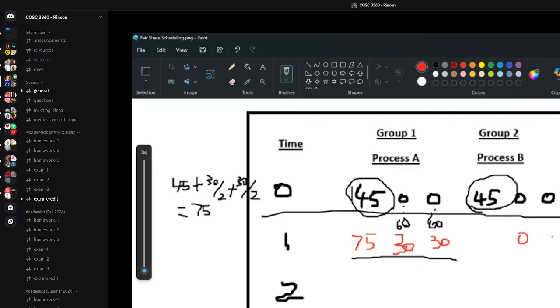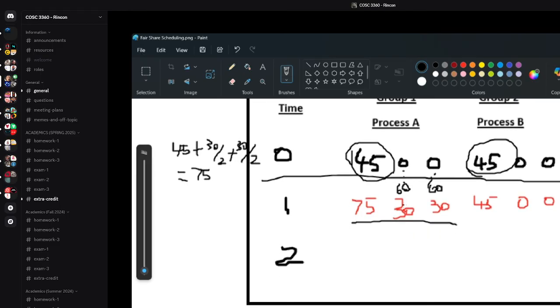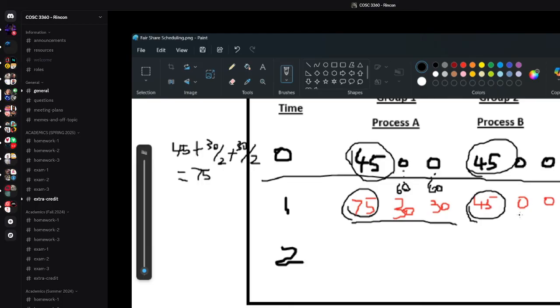Just to write it in red so that it looks a little better. Okay. All right, so at this time, we compare which one has the priority between. Well, it will be process B, right? Because process B has the lower priority. Okay, so now we need to run this thing 60 times.